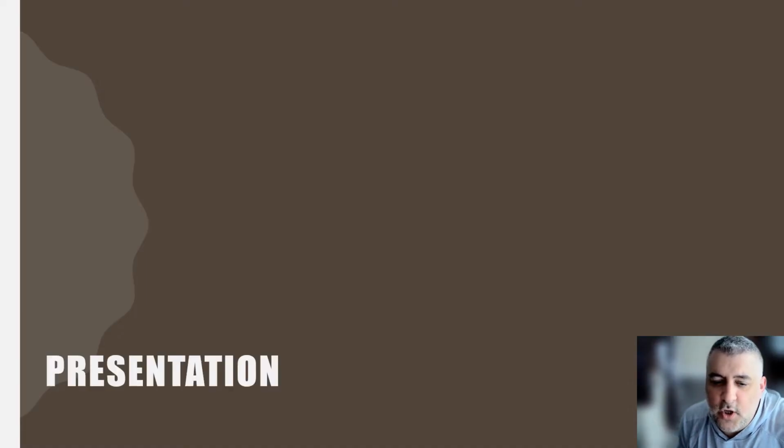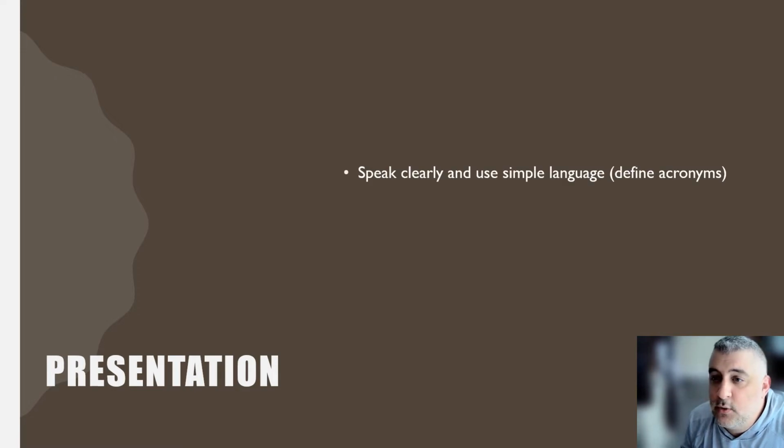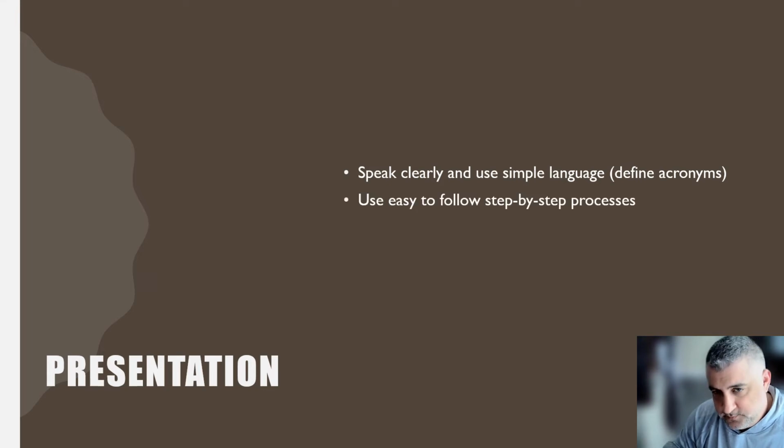I want to continue talking about the presentation by going over the fact that you need to speak clearly and use simple language. If you're using any acronyms at all, please describe what they are. If I say MLB, I must then say Major League Baseball. Only one time. Let your audience know and explain to them what the acronyms mean. You only have to do that one time.